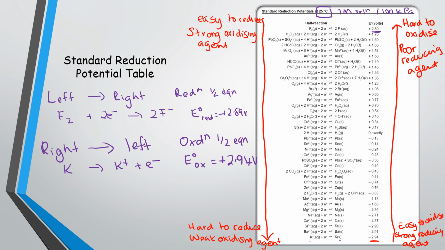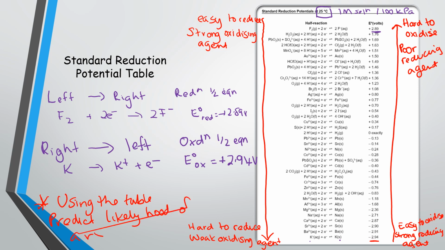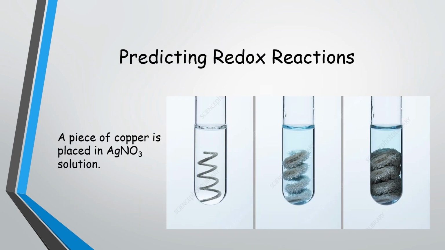So using this information, we can predict the likelihood of a reaction taking place. You need to be able to predict the likelihood of a reaction taking place.